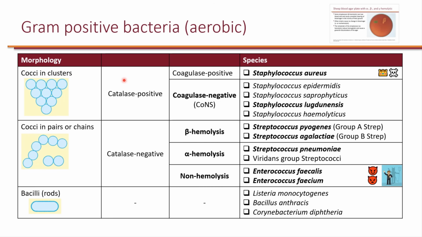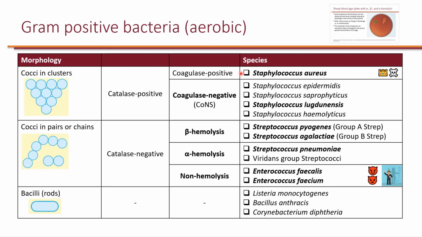And then for Gram-positives that look like cocci in clusters, typically there's a test they do, and these are catalase positive. And then on top of that, in the micro lab, they can do a coagulase test. And if you have coagulase positive, then you have a very important, clinically important organism, Staphylococcus aureus.